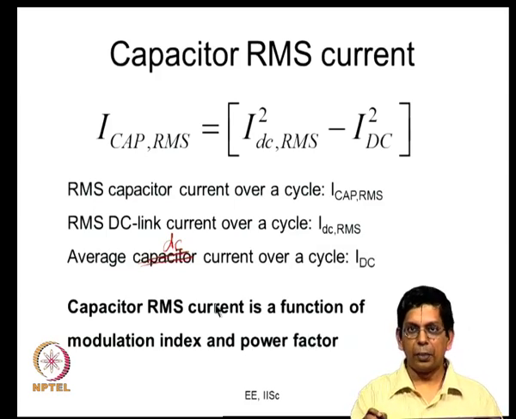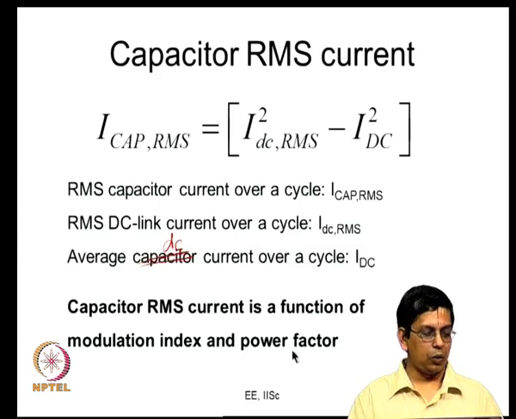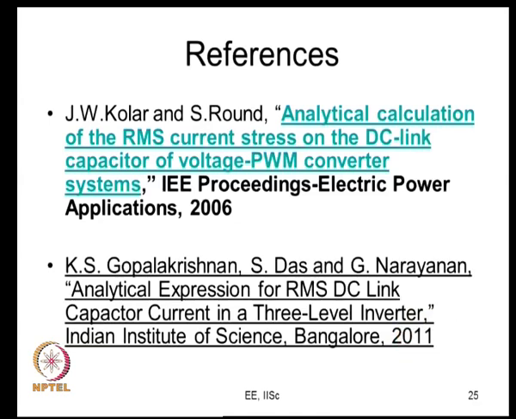It is a little difficult to be done here, but you can actually sit and do it yourself. The major steps we have really covered here, and to help you there are these references. For example, this is a reference where the RMS calculations for 2-level inverters have been done. This is by Kohler and Round, analytical calculation of the RMS current stress on the DC link capacitor of voltage PWM converter systems. This was published in IEEE proceedings in 2006, and this is a more recent work, but it is on a 3-level inverter. So, nevertheless it is useful.